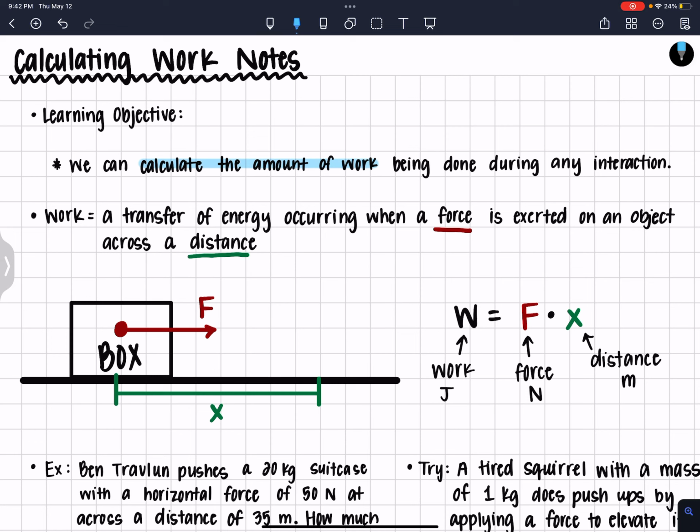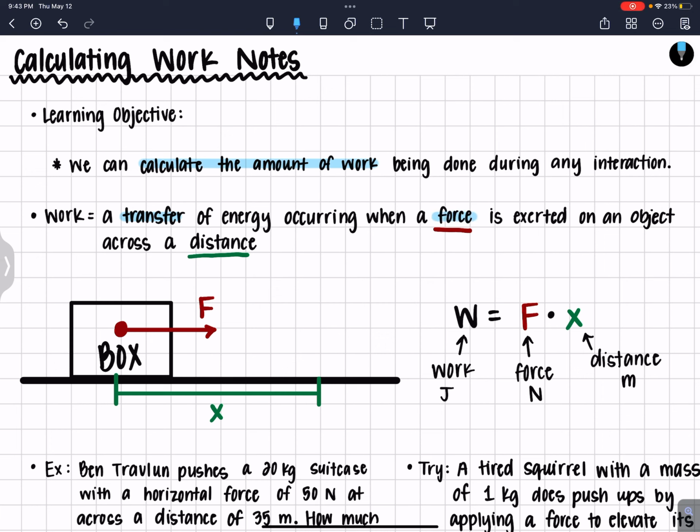Before we can calculate the amount of work being done in a situation, we really need to have a definition that we're very comfortable with for work. So work isn't a type of energy. It's not even a form of energy. Work is a transfer of energy. So when one object is transferring energy to another object, like a spring transferring energy to a ball, or a person transferring energy to a shopping cart, we are doing work in those situations.